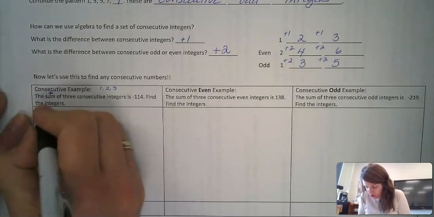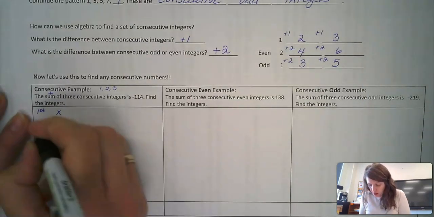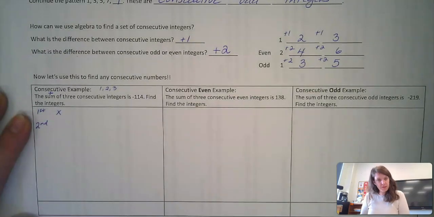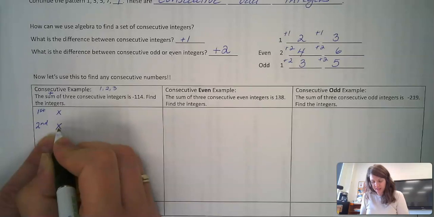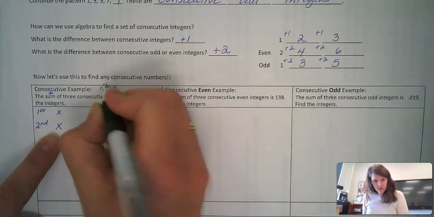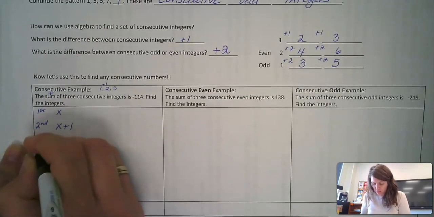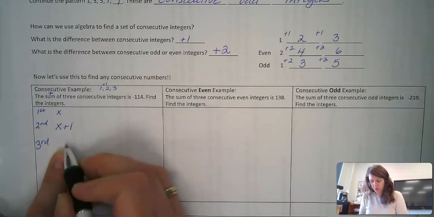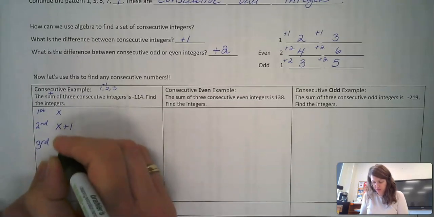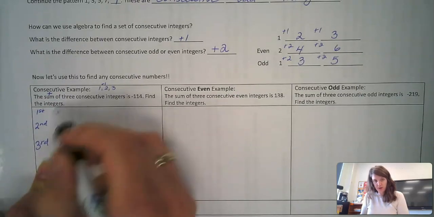Well, I know my first number could be represented, like with most things in algebra, with the letter x. But then my second number would need to be represented in terms of x. So x is my first number. My second number would be x plus 1. And my third number would be represented by that same x, except it's plus 1 two times, so x plus 2. Those are my 3 integers, and I've used algebra to set up something that represents them.